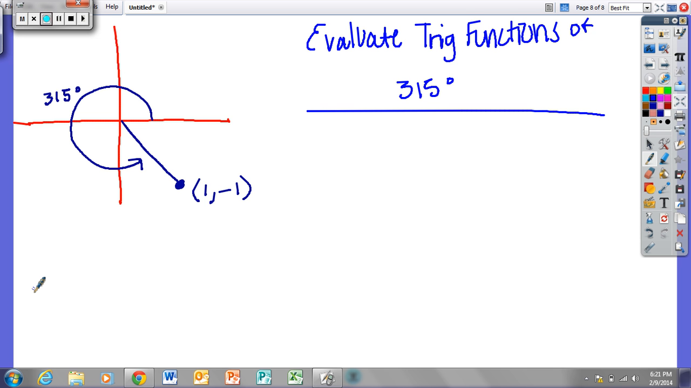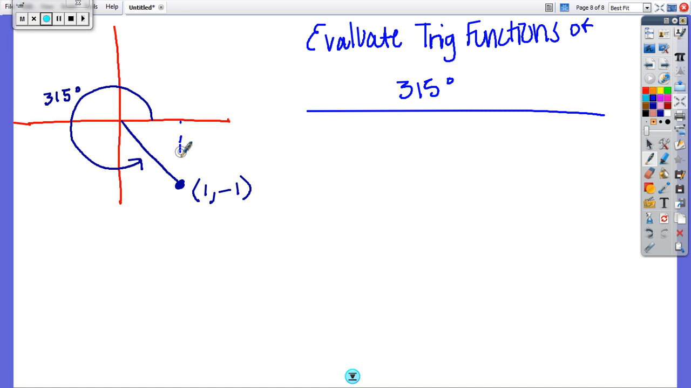Alright, so in this example we're going to be evaluating trig functions of 315 degrees. So, we know that this is our initial side. I measure 315 degrees all the way around to get my terminal side. However, I notice that it is a little bit easier to use this triangle, and we're going to call this a reference angle. So, what is this angle right here? If you can't think of it right away, you might have to do 360 degrees, take away 315 degrees, and you're going to get that the reference angle is 45 degrees.